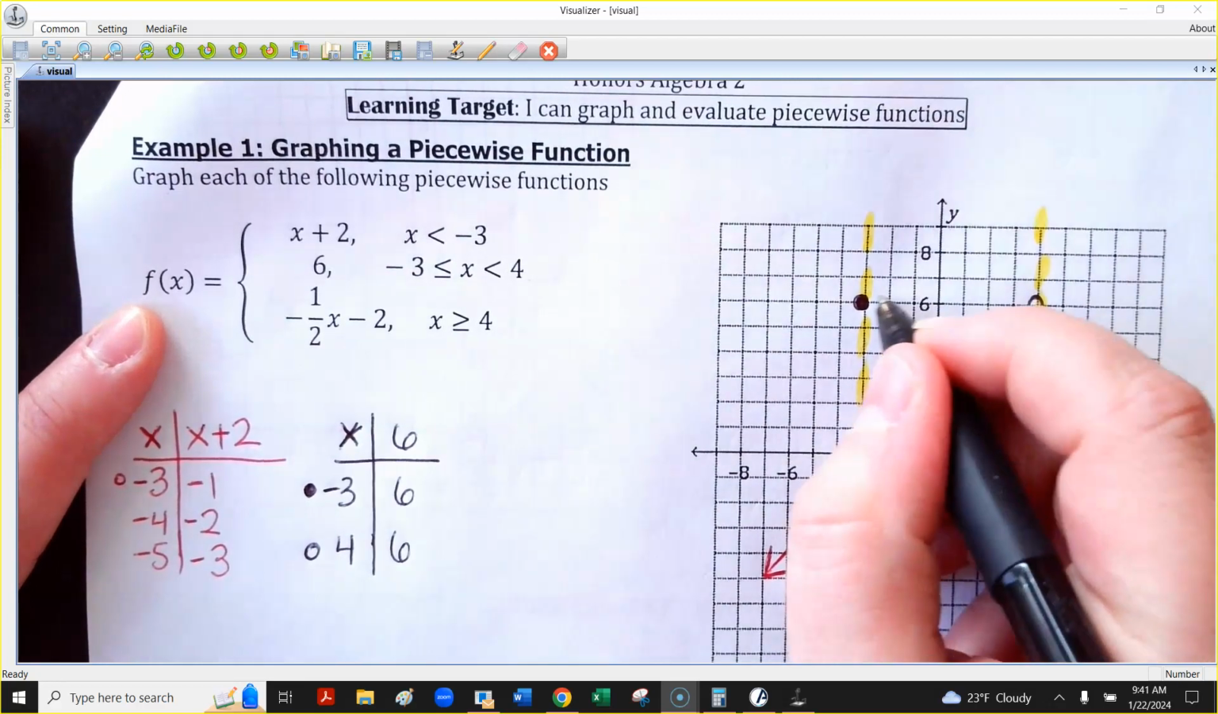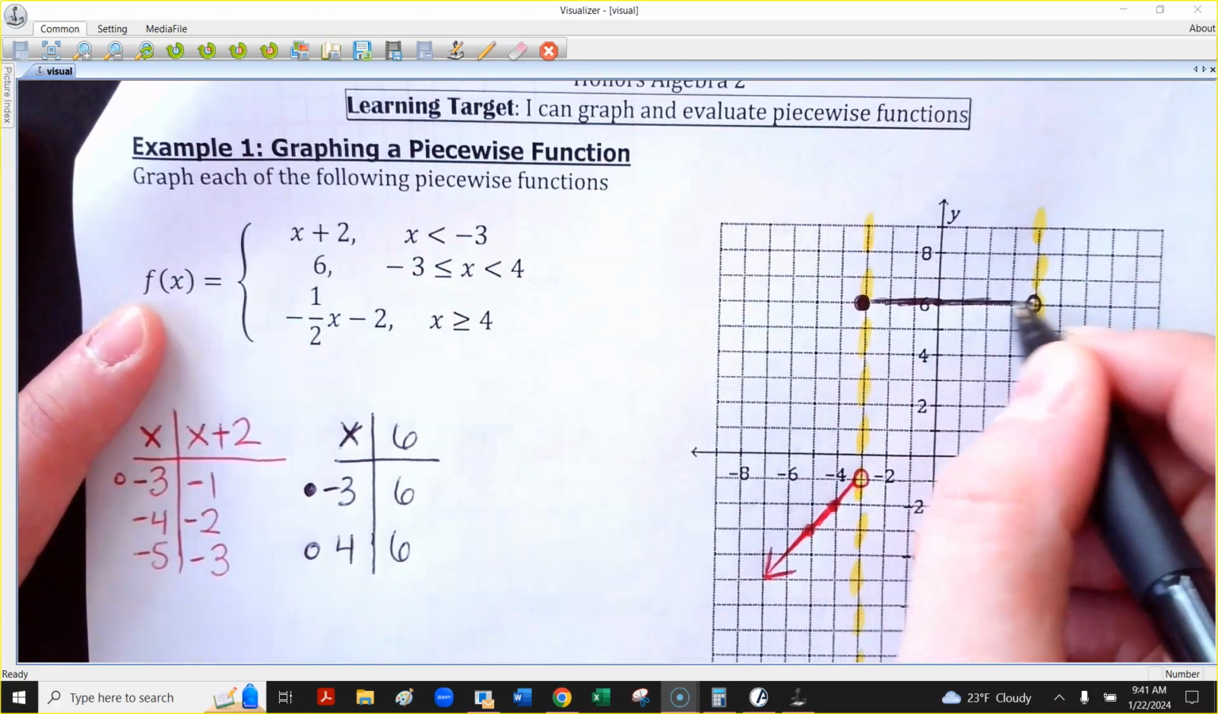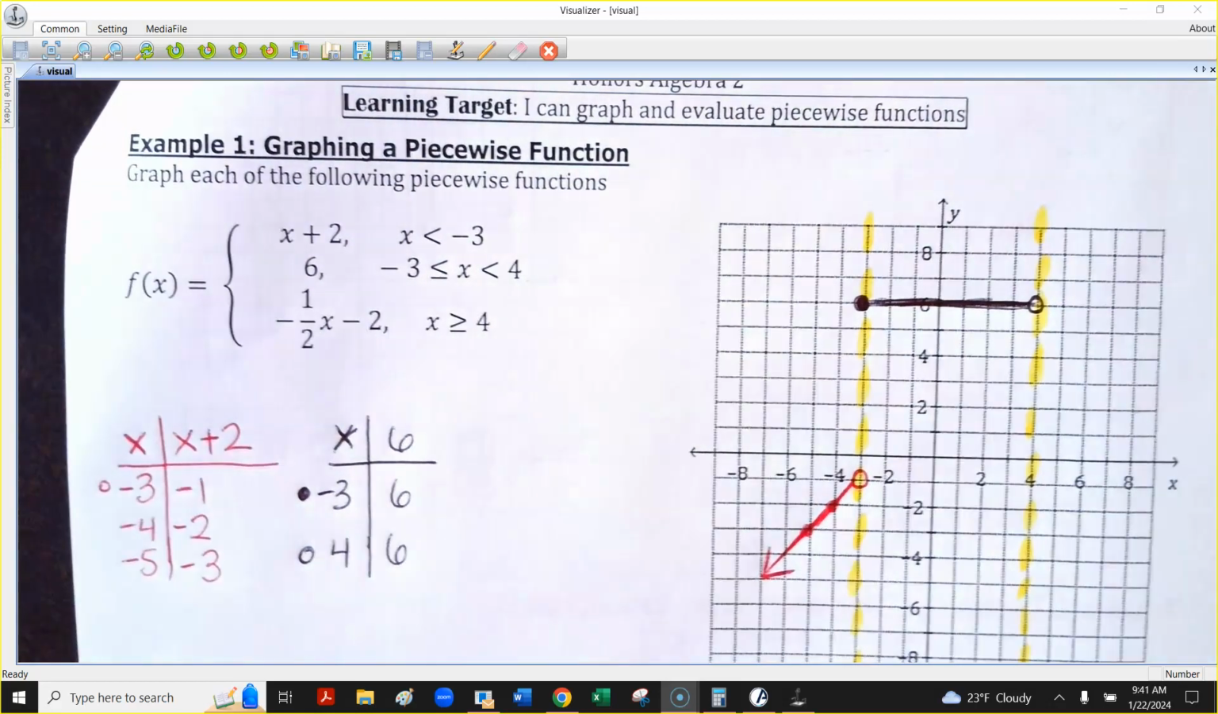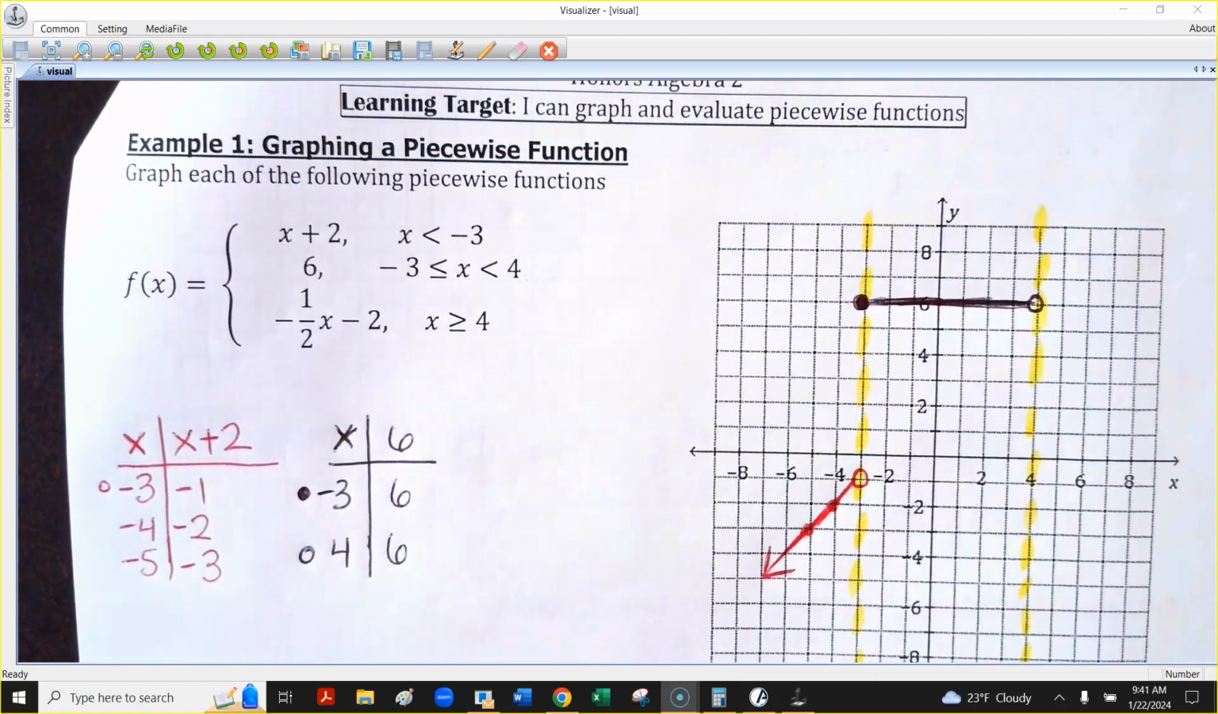And all these numbers in between, they would all have a y coordinate of 6. So I'm just literally playing connect the dots. That's my second piece. That is 6 for all the x values between -3 and 4.